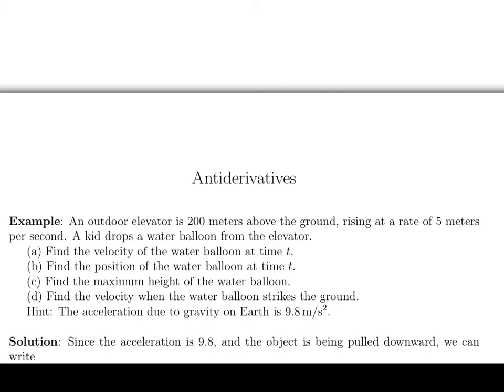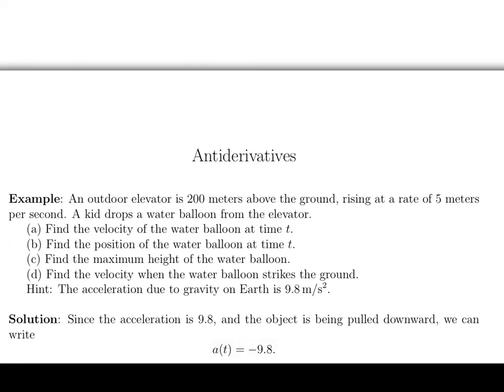Now the acceleration is 9.8, and the object is being pulled downward, so we can write down an expression for the acceleration. We have a of t is equal to negative 9.8. That negative sign is because the object is being accelerated downward, and we're using the positive direction as up.